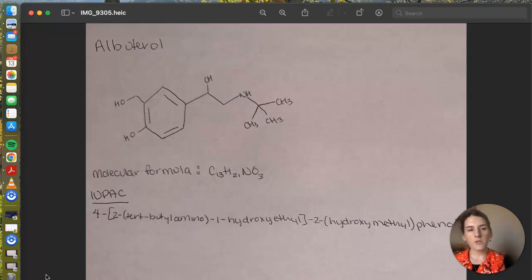I chose the molecule for albuterol, a medication that we give in the ICU frequently. Here is the molecular formula. Here is our molecule drawn out without any of the chirality yet. And then here is our IUPAC name.